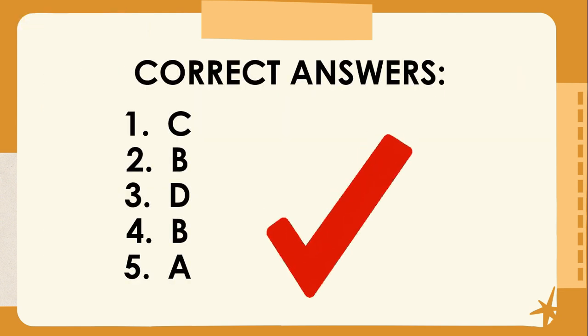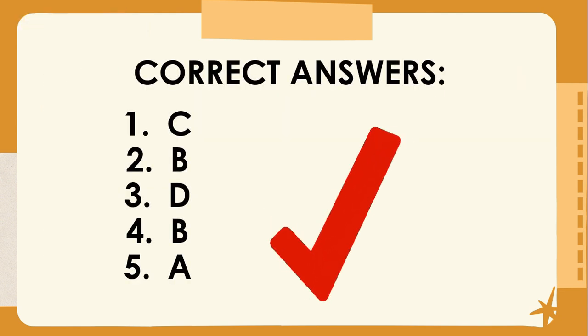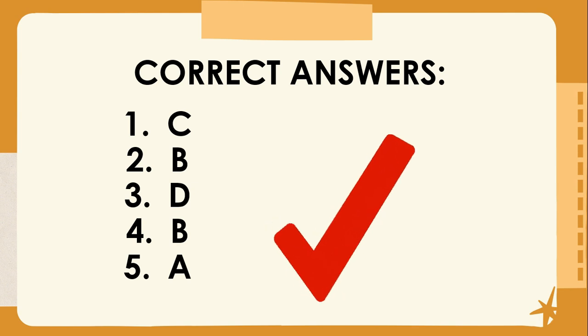Here are the correct answers. Number 1, C. Number 2, B. Number 3, D. Number 4, B. And number 5 is letter A.